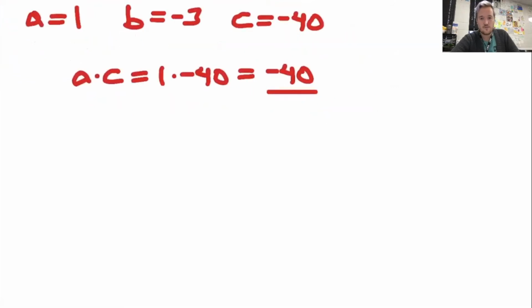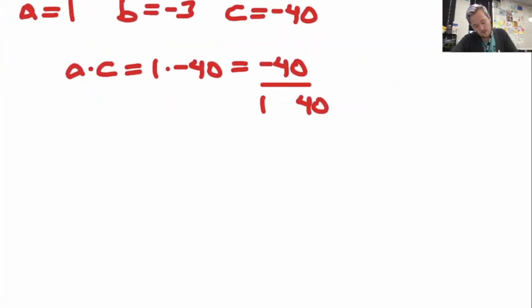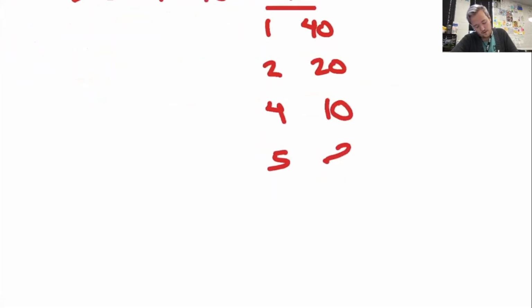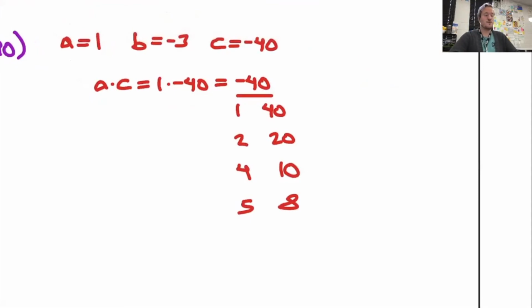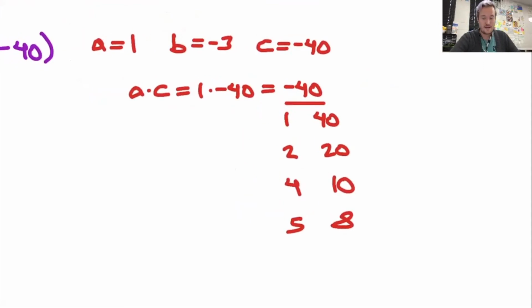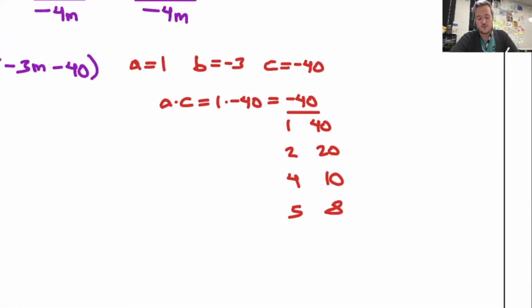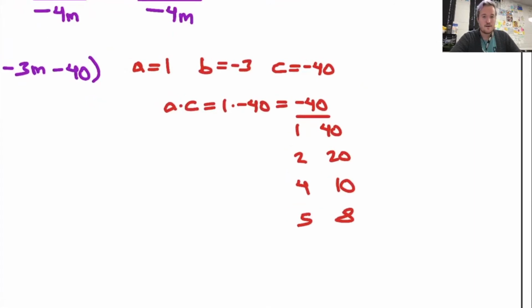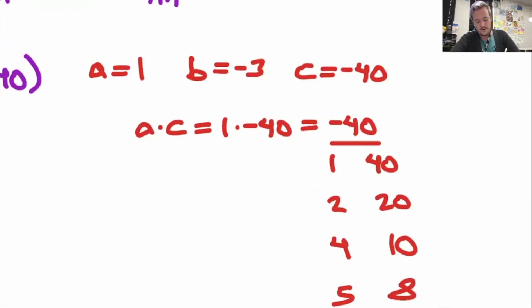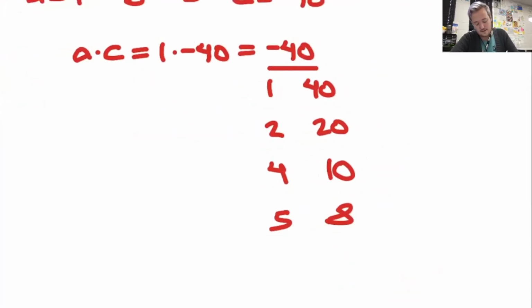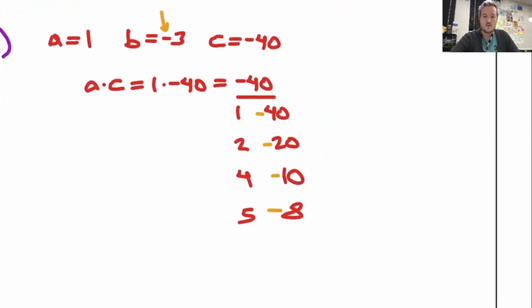So we want to find all the factors of 40, which we already did. We have 1 and 40, 2 and 20, 4 and 10, and 5 and 8. All right, so notice how they have to multiply to a negative. So because they multiply to a negative, what that tells you is one of your factors has to be negative. Now look at your b value. It is a negative, which means your bigger factor has to be negative. The bigger factor matches the sign of the b value. So which means all the bigger factors have to be negative.